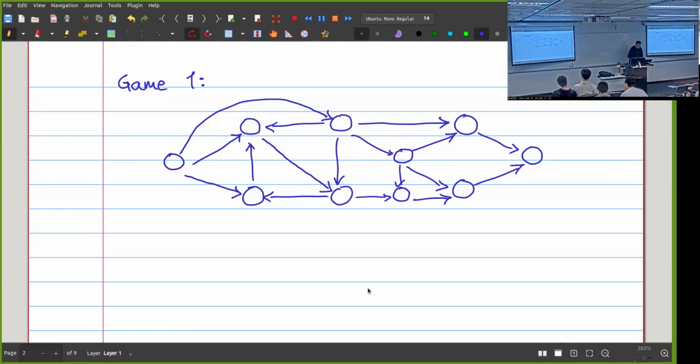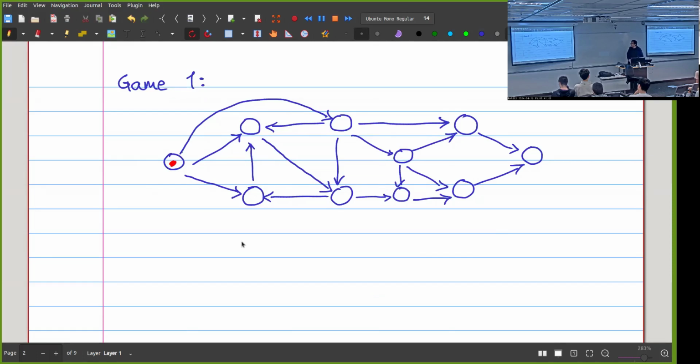So our first game is actually very simple. I'm going to have a token, and let's say that this token is placed here in this graph. Whenever it's your turn, you can move the token by moving it through one of the edges. So you can take one of the outgoing edges and move the token there.